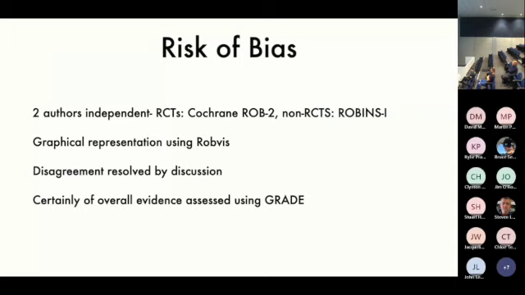There's also always a risk of bias when you do a systematic review of papers. So we had two authors independently review the RCTs using the Cochrane RoB 2, and then for non-RCTs use ROBINS-I. So these are the kind of standard measures that are used, and again, it can be done in software, and we used a graphical representation of that, and disagreement was resolved by discussion. So actually we discussed disagreement between us, and then the certainty of evidence was done using GRADE.